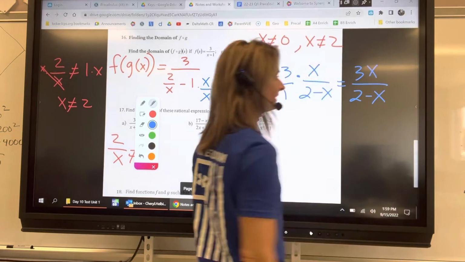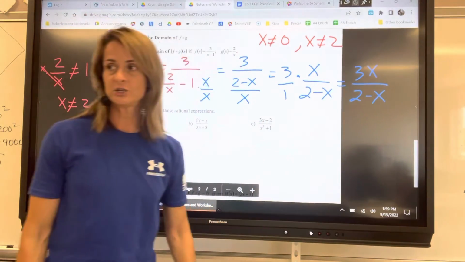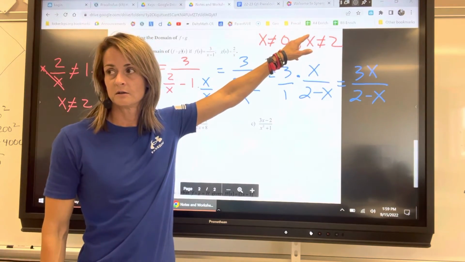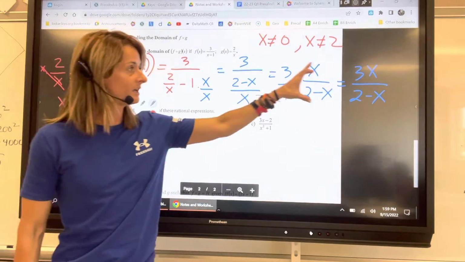Now, take a look at this composite function. We went through all this work, and now we can tell x can't be 2. We knew that before we started. But this is another way you can do it. You can go through and find the composite function and look at that.